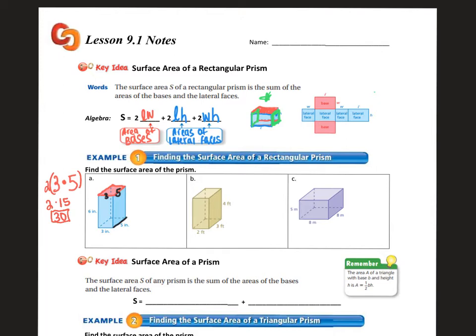Next, I'm going to look at this front face, so I do the length times the height. We have a length of 3 and a height of 6, and we have 2 of them, so we do 6 times 3, which is 18, times 2, and that is 36. Again, I multiply it by 2 because we have this back side face that is the same area.